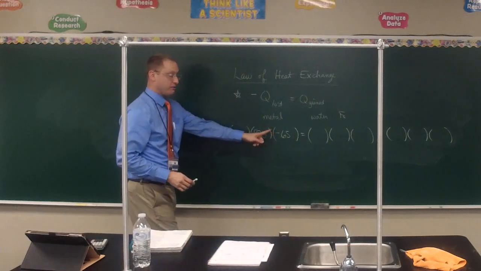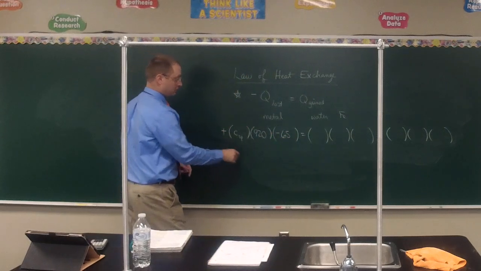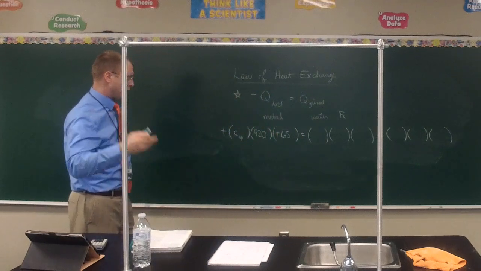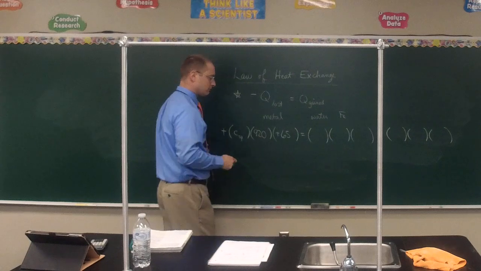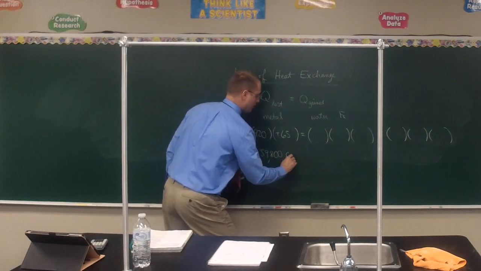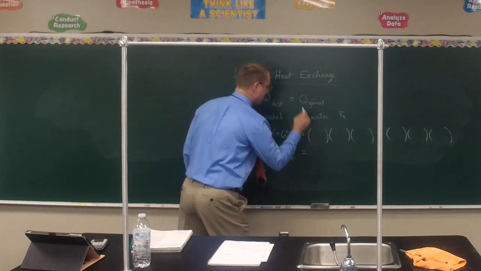Do you see what's going to happen with the pair of negatives here? They're going to cancel. In fact, we could simplify this side right now if we wanted to. 65 times 920 real quick. 59,800. 59,800 c_sp.